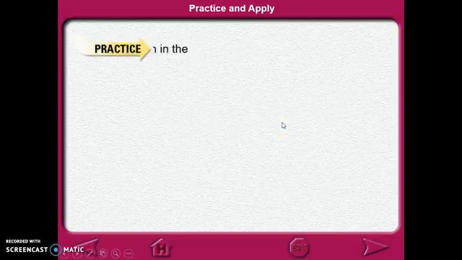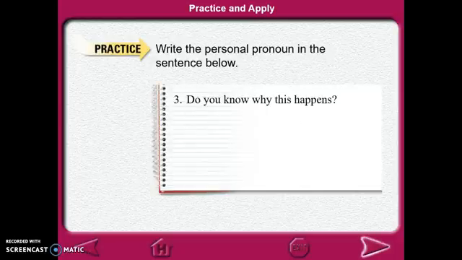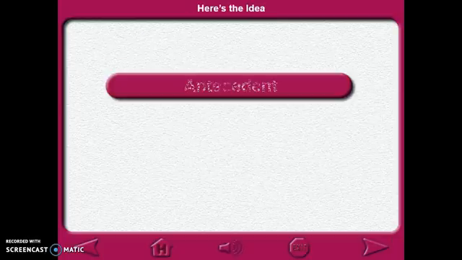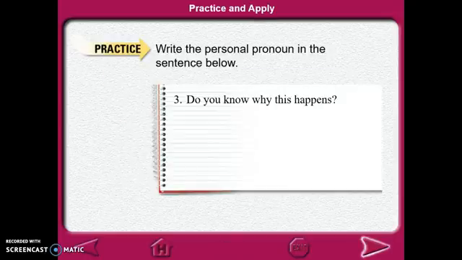Now the last two, I'm not going to actually give you the answers for. I want you to practice and try this on your own. Again, writing down the personal pronoun. Do you know why this happens? And again, if you need to pause it, you can. Oh, there's only 3 examples, okay? Do you know why this happens?